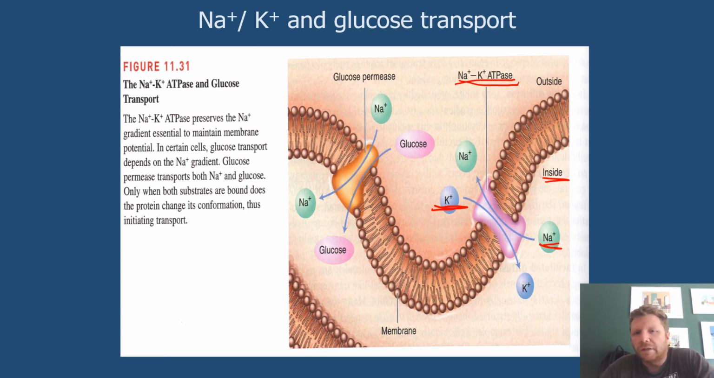Now, this enzyme over here, glucose permease, well, what it's going to do is it's going to pair the movement of sodium and glucose from the outside to the inside, or the interior side of this membrane. Now, this would be a symporter, and this would be an antiporter.